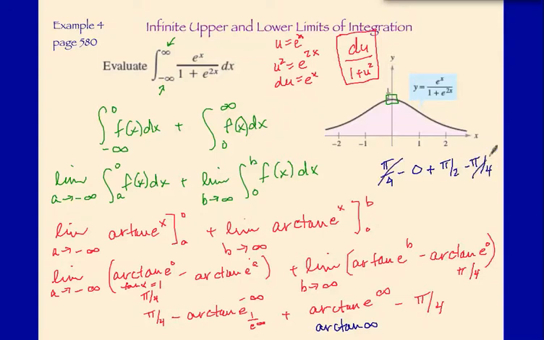These guys go away, as does minus n. Look what emerges as your answer, pi over 2. The area from negative infinity to positive infinity under this curve is pi over 2. That kind of blows my mind.